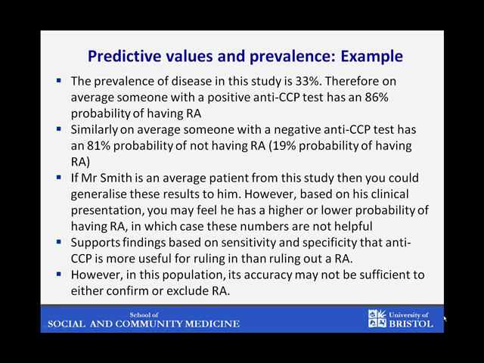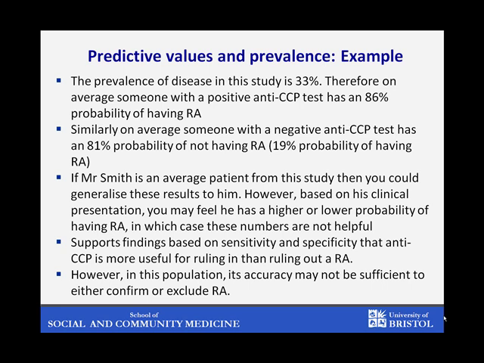So what we've worked out is in this scenario where the prevalence of disease is around a third, 33%, on average, someone with a positive test will have an 86% probability of having rheumatoid arthritis, whilst if they have a negative anti-CCP test, they'll have an 81% chance of not having rheumatoid arthritis, or if you put it the other way around, a 19% chance that they still have rheumatoid arthritis.